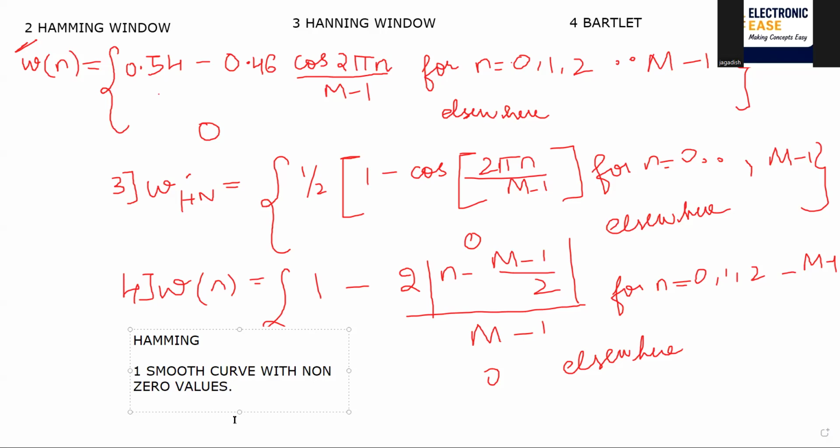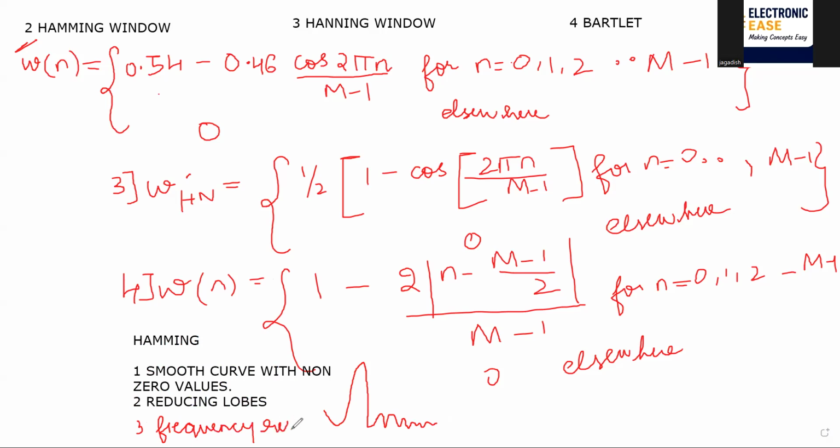It will be having reducing lobes, which means the lobes keep on decreasing. If the main lobe is like this, the other lobes will keep on decreasing and become zero at one point. That is the meaning of reducing lobes. Next, it has good frequency resolution.